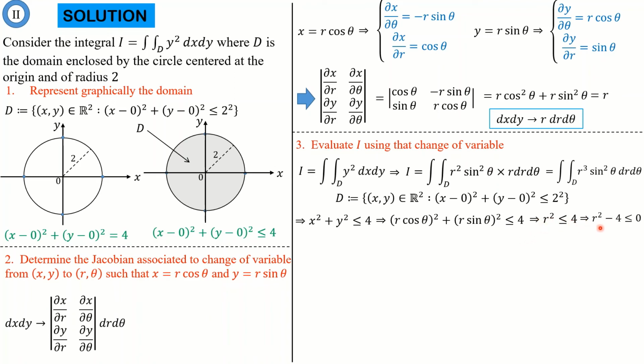From there we can have r squared minus 4 less than or equal to 0. You can do a difference of 2 squares here and you get r minus 2 into r plus 2 less than or equal to 0, and you get the solution, that's the range where r lies.